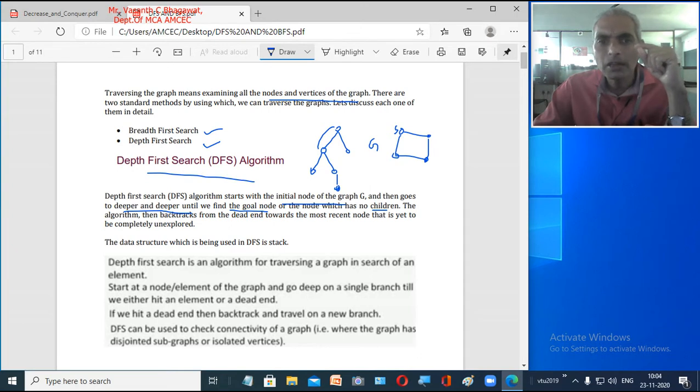Then what the algorithm does is, the algorithm backtracks. We can call this a dead end. Why do we call it a dead end? From here we don't have further nodes, so it is a dead end for us, or we can say that it does not have any children. So what we do, we backtrack, we go back to the most recent node that has been visited. So we go back to the previous node.